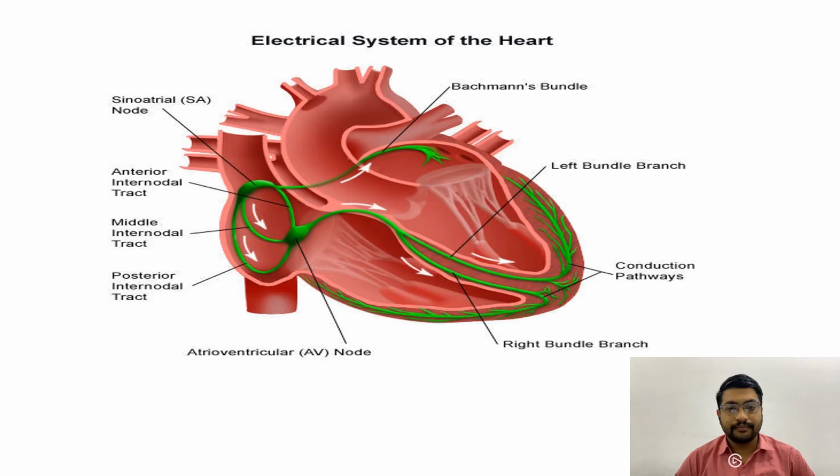All right. So if you look at this, our current generates from here. This is our SA node and then it goes to the AV node, and the AV node then goes to our bundle of His. This then divides into the left bundle branch and right bundle branch. Then they again go to the ventricles and they give Purkinje fibers. They also have other branches too, but we will talk about it later.